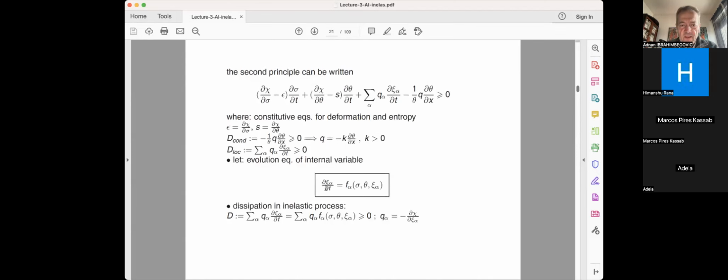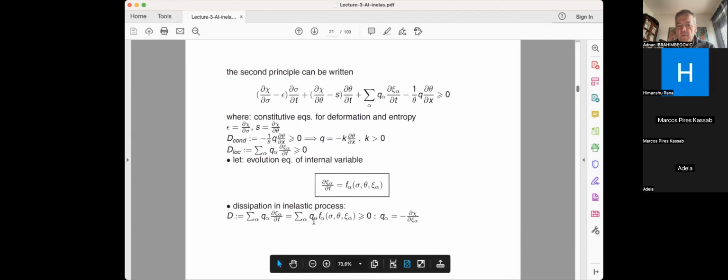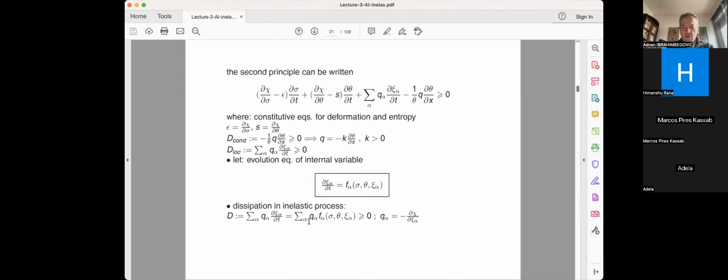In the inelastic process, the key point is we need an evolution equation defining the internal variable as a function of stresses, temperature, and the internal variables themselves. Then we can define dissipation given this evolution, given by this function f alpha for any internal variable alpha, multiplied by the corresponding flux. So if you have the potential and an evolution, you can always get the corresponding dissipation.